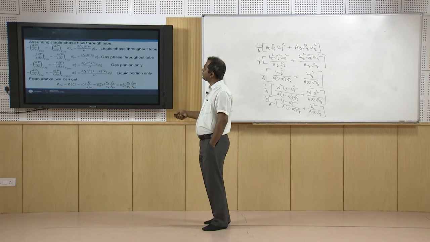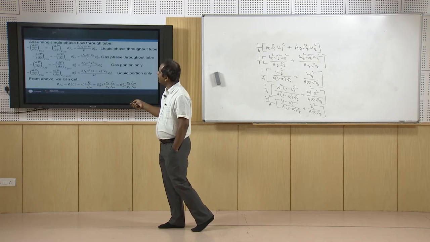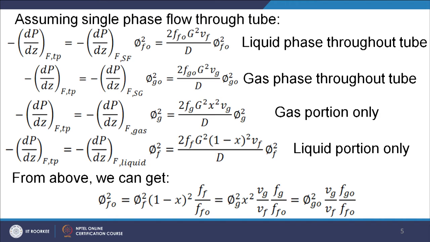Similarly, we have considerations like the gas phase through the tube. So, what we have done over here, you see, the two phase friction force can be calculated using the single phase gas only friction force multiplied by a factor phi GO square. So, this is the multiplier; somehow we need to find out this phi GO. There are so many things I will be telling you later on about how to find out these phi's.